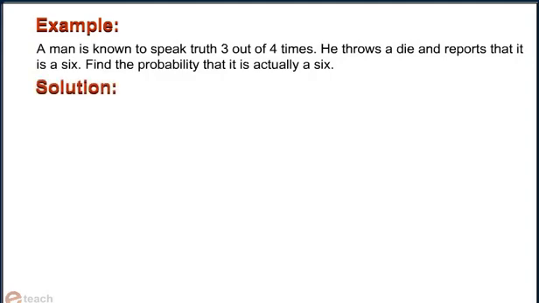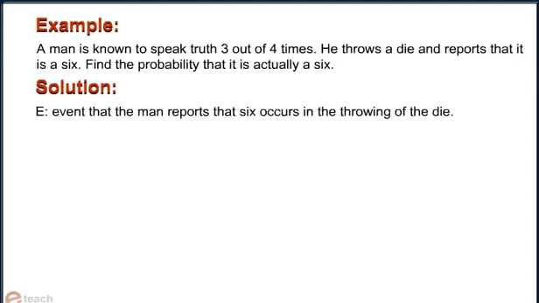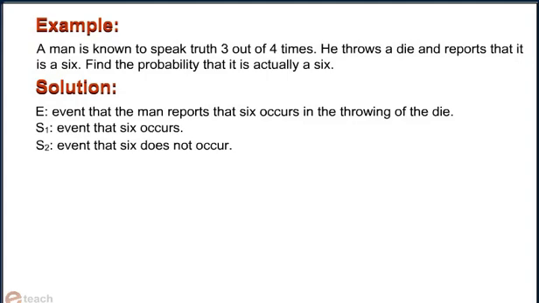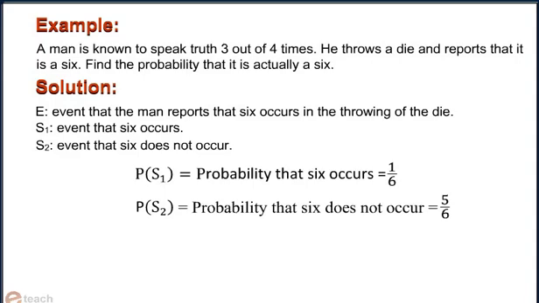Solution: let E denote the event that the man reports that 6 occurs in throwing of the die. S1 denote the event that 6 occurs and S2 denote the event that 6 does not occur. Now probability of S1, that is 6 occurs, is 1/6 and probability of S2, that is 6 does not occur, is 5/6.